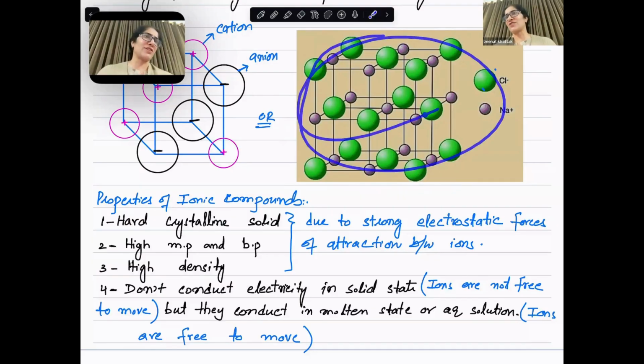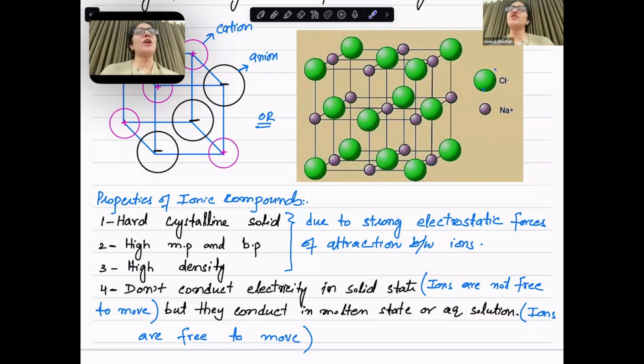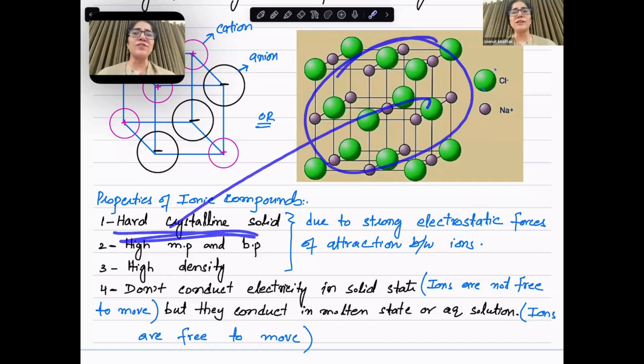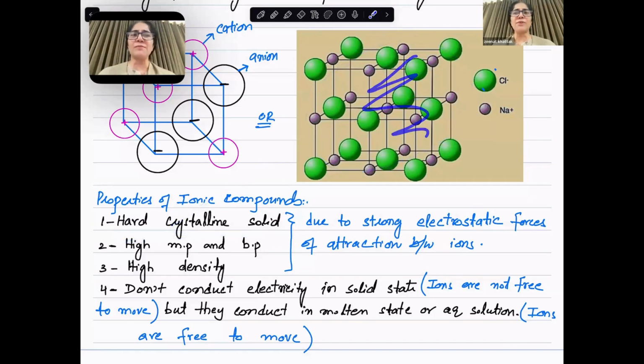In this structure, there are strong electrostatic forces of attraction, right? So they need a lot of energy to break all these bonds. Therefore, they are hard crystalline solids with high melting and boiling points and high density, with a compact arrangement. Strong electrostatic forces of attraction between cations and anions need a lot of energy to overcome.